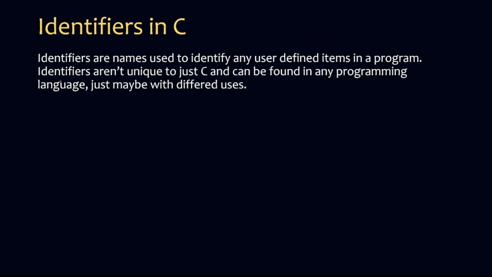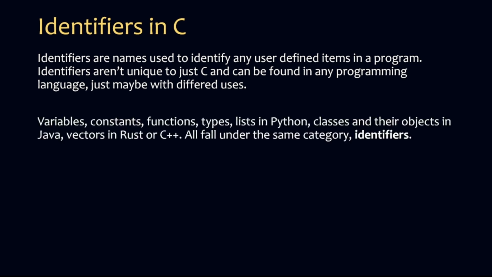But okay. So identifiers aren't unique to just C and can be found in any programming language, just maybe with different default uses. As I said, if you've ever written even a single line of code, you know what identifiers are. So again, they are not unique to C. They are available in any programming language. They are very much needed to write programs. And yeah, so C has variables, constants, functions, types. Okay, these things are in C.